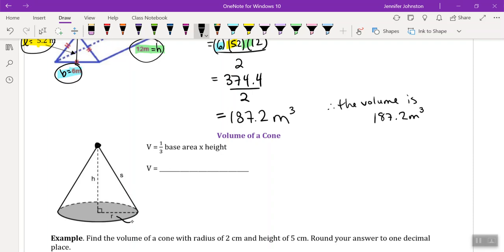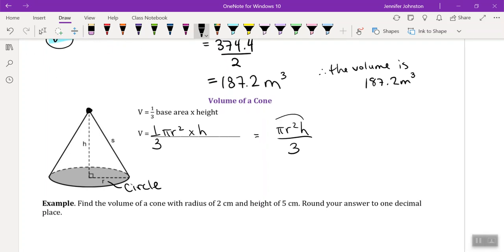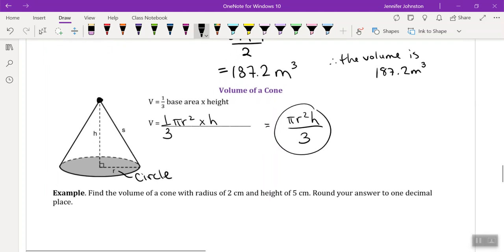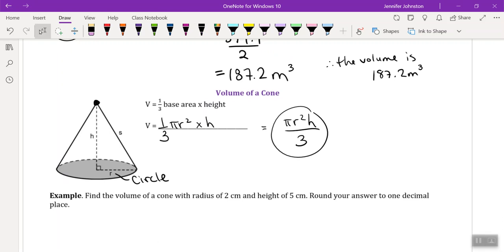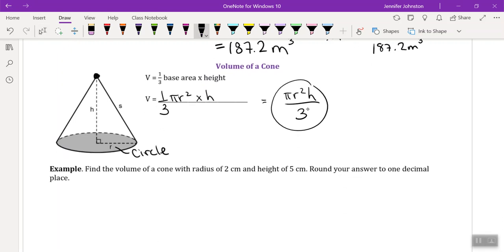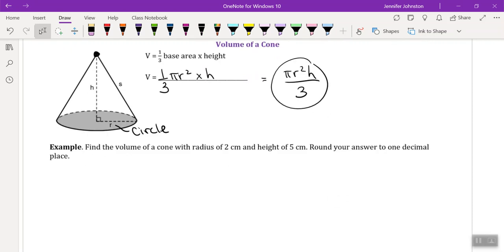So the base here is, again, a circle. So the area of a circle is pi r squared times the height, but this time we're going to multiply it by 1/3. So pi r squared h divided by 3. You can look at it like this, or you can look at it with a 1/3 in front. Either one works. I like this one more. So that means that we have this 3 underneath now. We're going to see below why that happens. Let's just fill this one in and then we'll check it out.